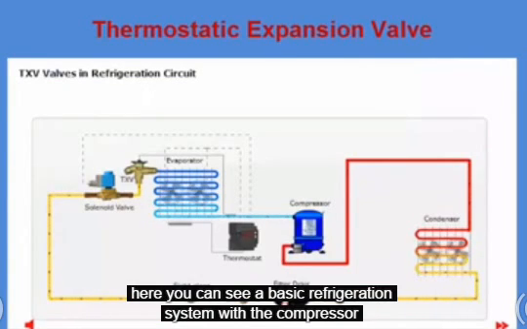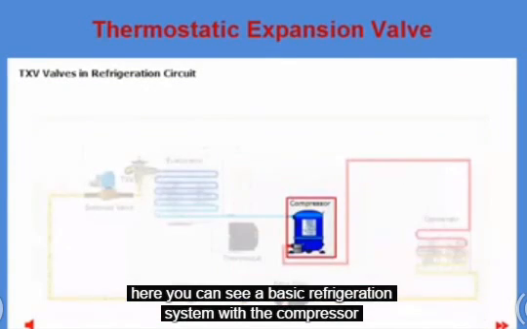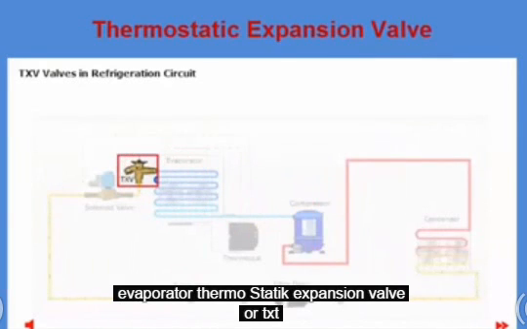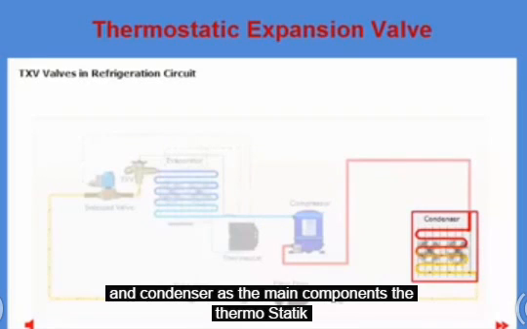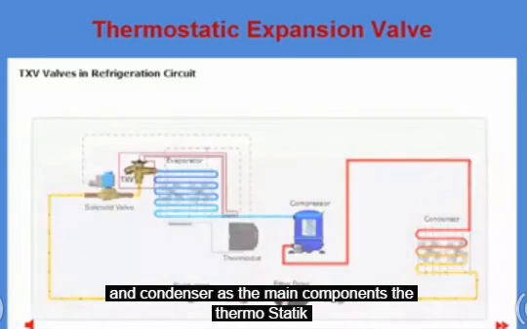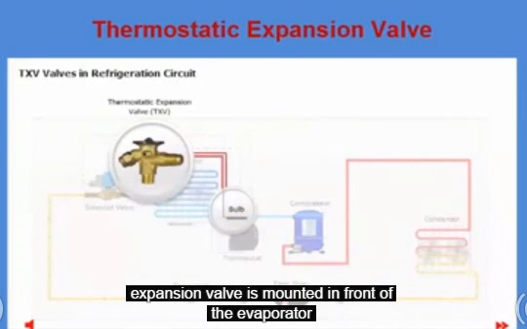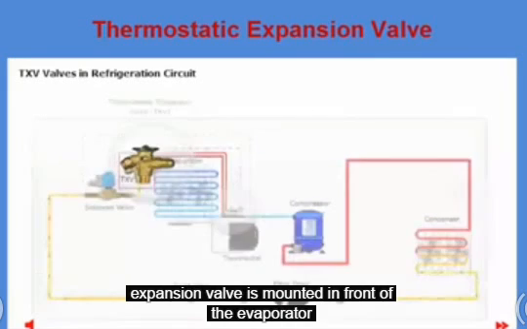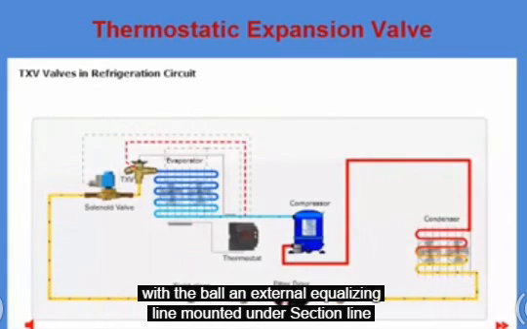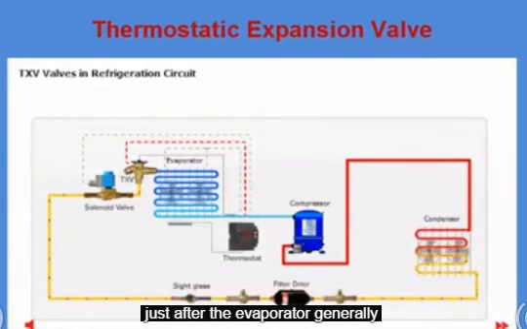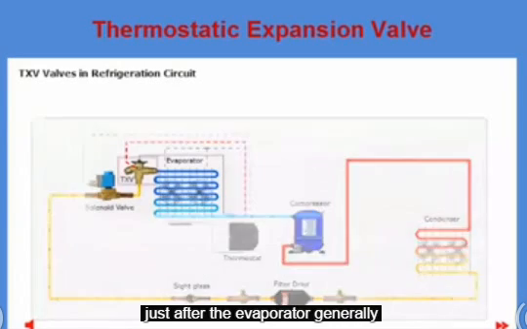Here you can see a basic refrigeration system with a compressor, evaporator, thermostatic expansion valve or TXV, and condenser as main components. The thermostatic expansion valve is mounted in front of the evaporator with an external equalizing line mounted on the suction line just after the evaporator.